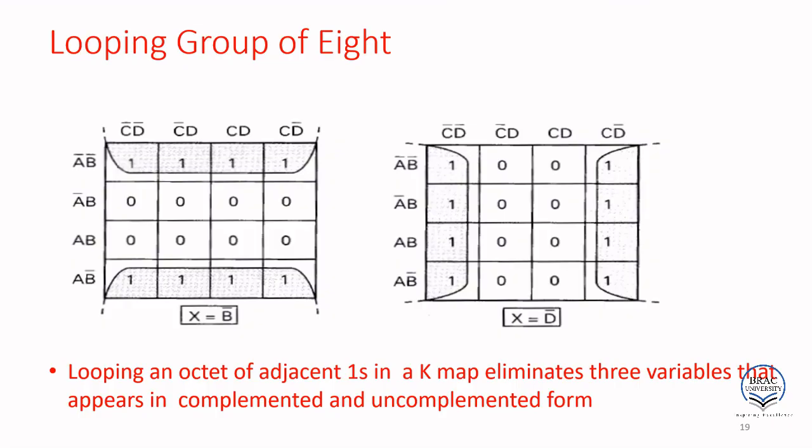So looking at an octet of adjacent 1s in a K-map eliminates 3 variables.